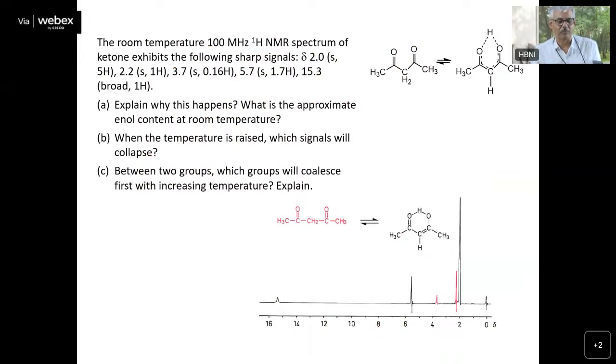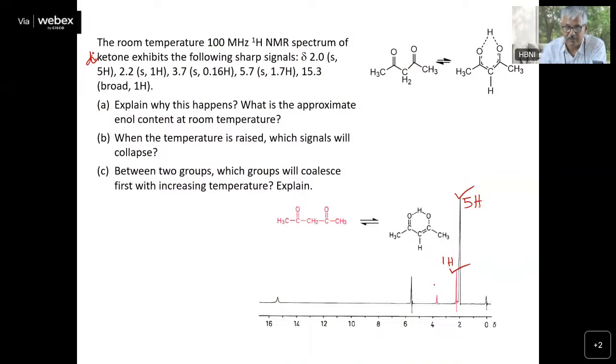Now let us come to the third problem. I've shown you a molecule. The room temperature 100 megahertz proton NMR spectrum of a diketone exhibits the following sharp signals. This is the 2.0 singlet. That integration, if you do it, corresponds to 5 protons. Then 2.2, corresponding to 1 hydrogen.